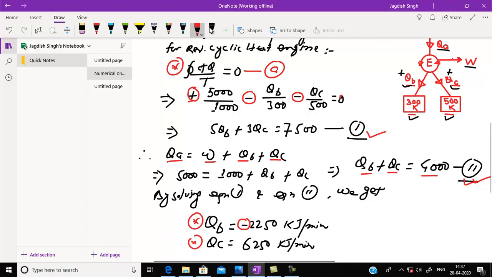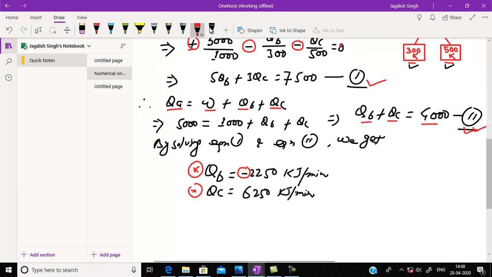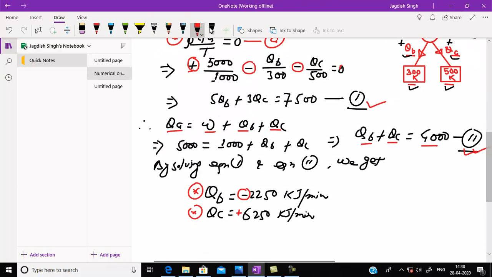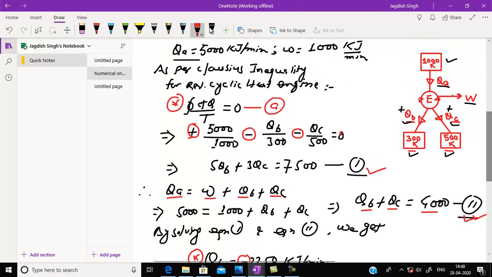We have assumed that this plus QB amount of heat is rejected to 300 degree Kelvin. But after solving this equation, we get the sign of this one is negative. Therefore, this negative sign indicates that this QB amount of heat is added to heat engine. And since there is no change in the sign of this QC, that means this QC amount of heat is rejected to 500 degree Kelvin.